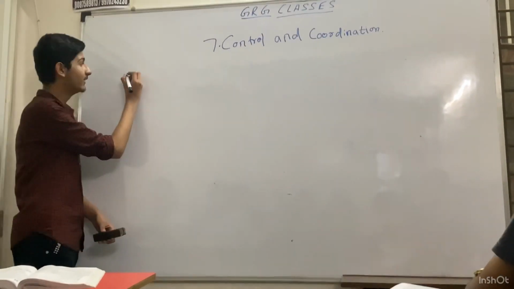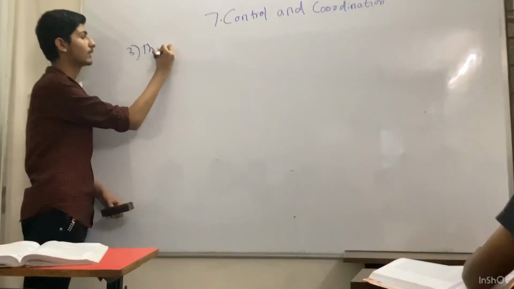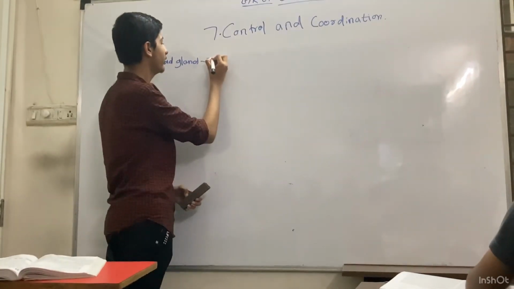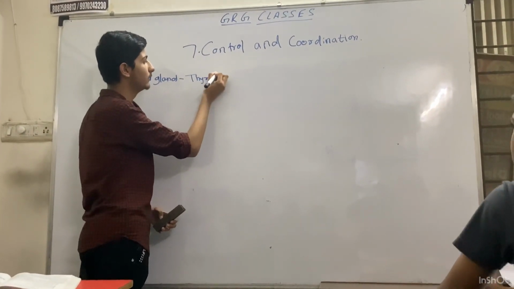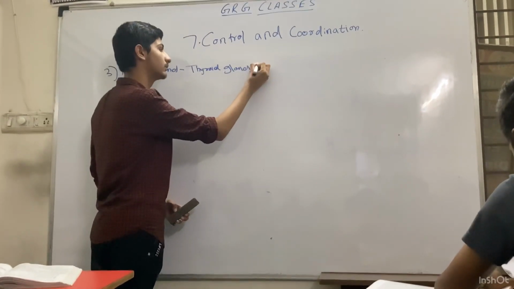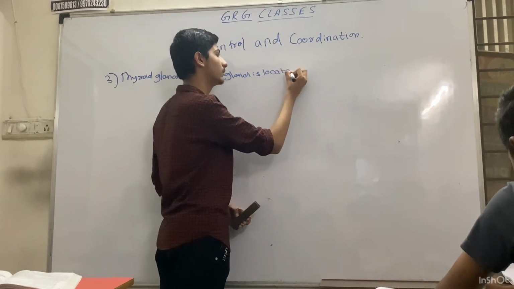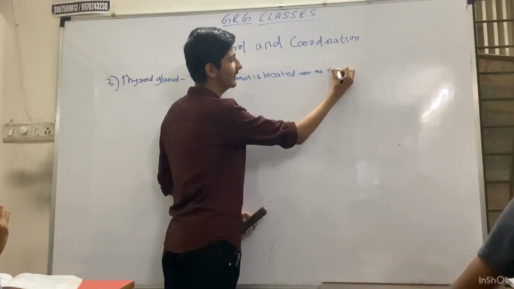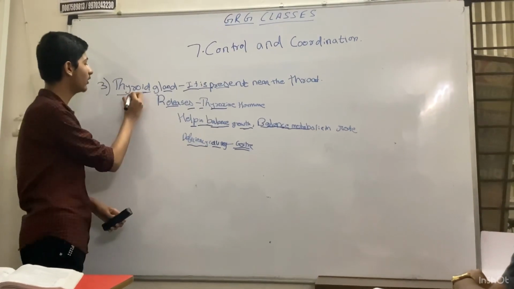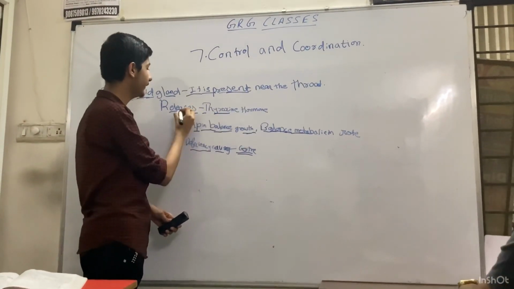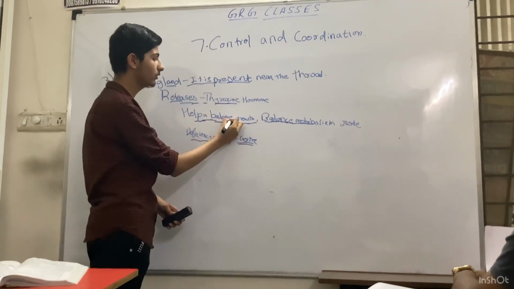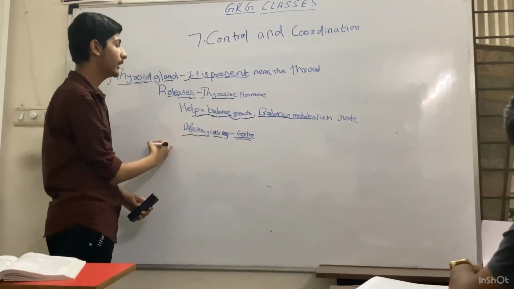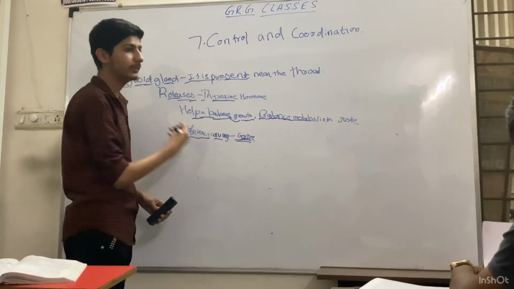Third, we will learn about the thyroid gland. The thyroid gland is located near the neck, near the throat, and it releases thyroxine hormone, which helps in balancing growth and the metabolism rate. If there is a deficiency of thyroxine hormone, it can cause goiter, in which the neck will swell.